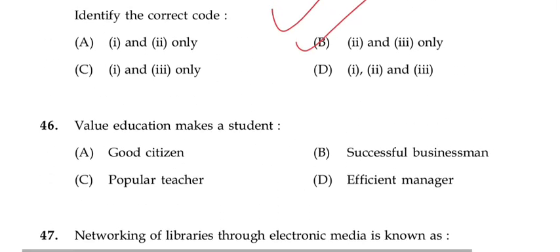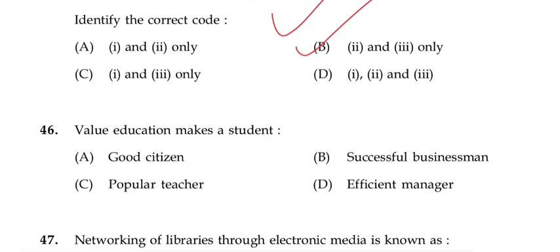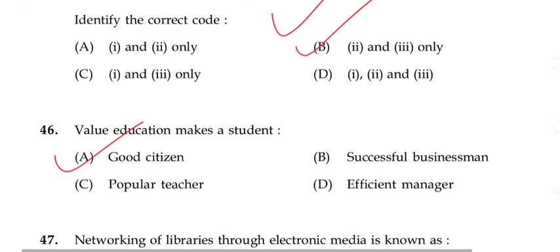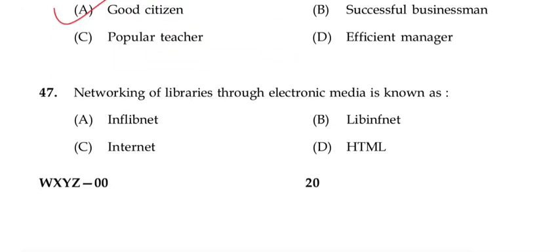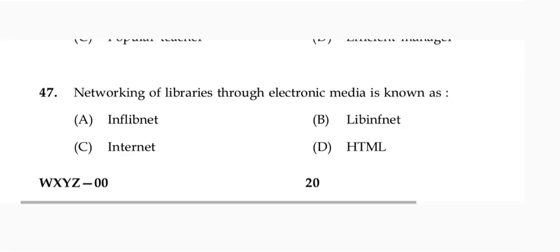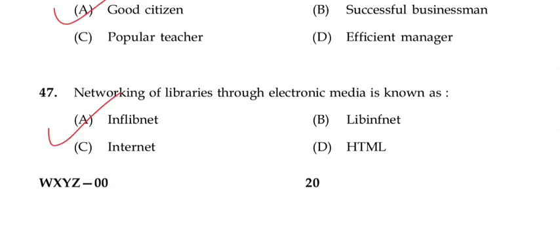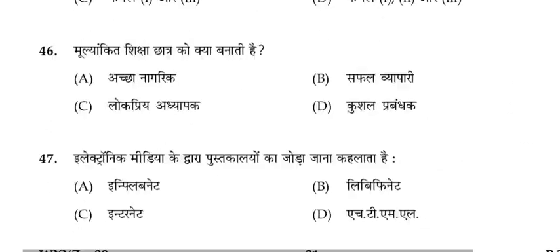Okay, 46. Value education makes a student what? Good citizen, successful businessman, popular teacher, efficient manager. 46. Correct answer will be a good citizen. It is a must. 47. Networking of libraries through electronic media is known as what? INFLIBNET, LIBINFNET, Internet, HTML. 47. It's a very important question. That is INFLIBNET. If you don't know about it, then Google it.